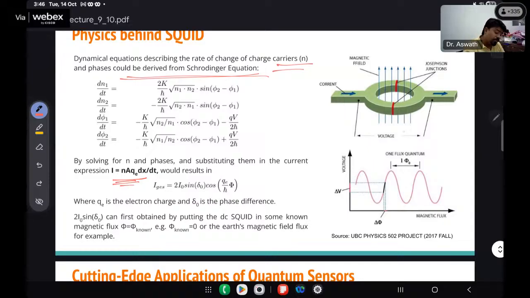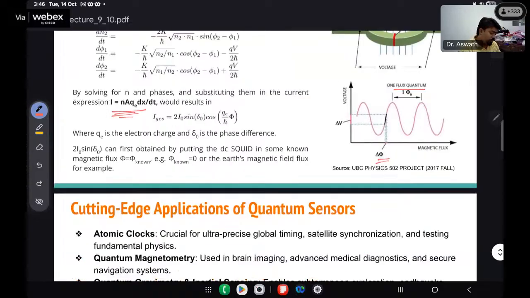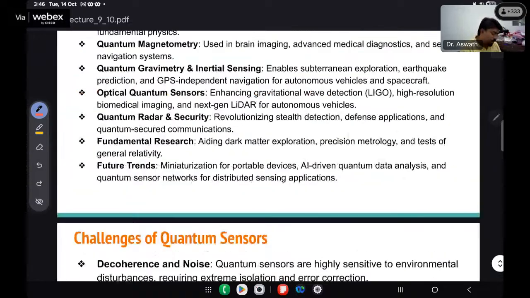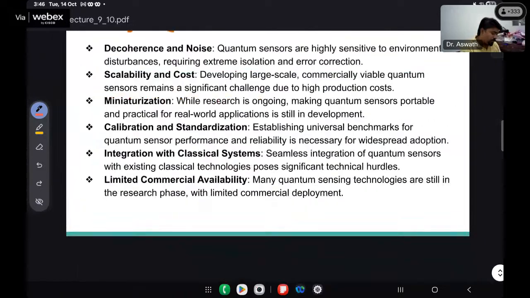The way the fluctuation of the output current is connected to the variation of the voltages with respect to applied flux, flux quantum, right? So, this is how the SQUIDs work. Right. Do I have anything else here to be discussed?